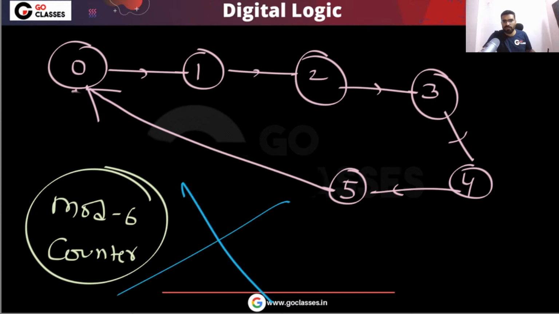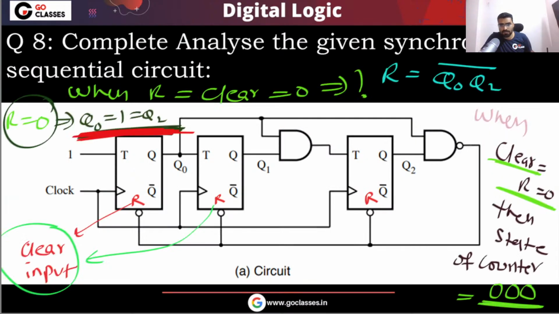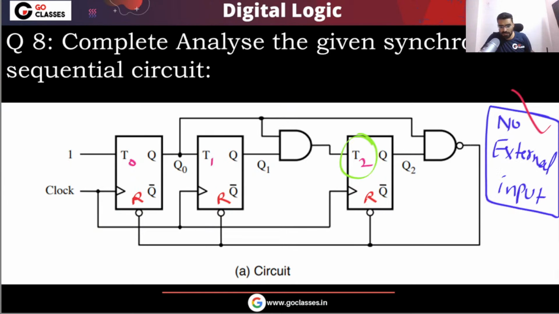What is the reason? Can anyone tell me the reason? This is not a mod 6 counter. Why is this counter not mod 6? Please tell me.